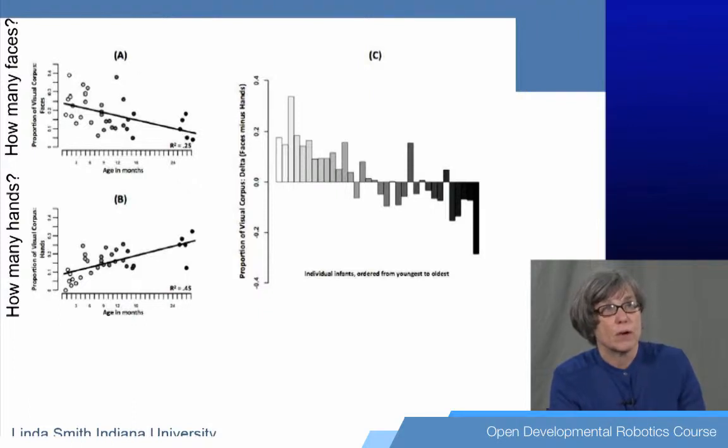In the little graph on the bottom, the B graph, where it says how many hands, each dot again is an individual child, and it's showing the proportion of hands in each child's visual corpus as a function of age. And you can see that hands, and now these are both the hands of the child and the hands of social partners, increases dramatically. And that third graph, C, just shows the delta score for the individual infants, faces minus hands. So what do you see?